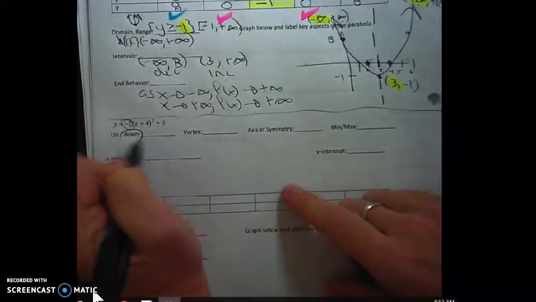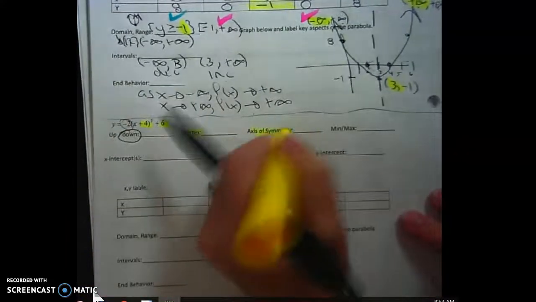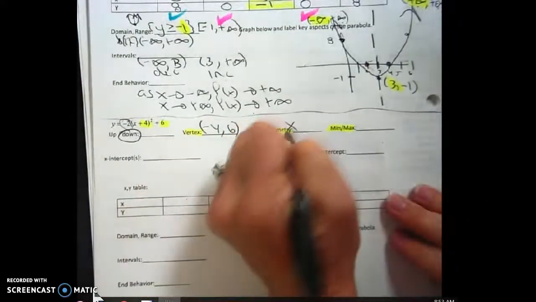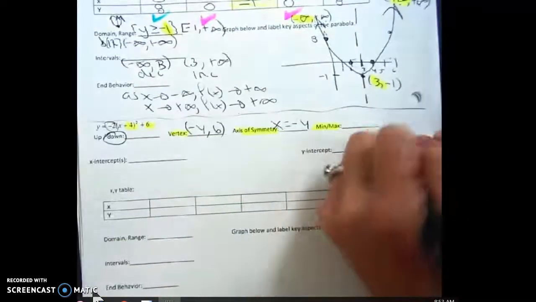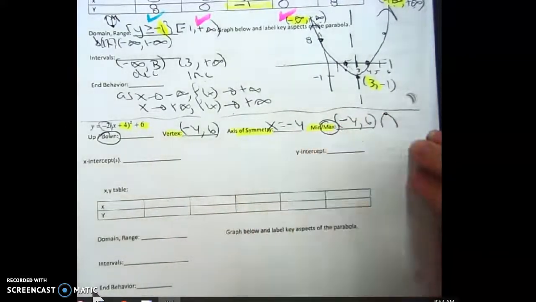Here, because it's negative, it means it's going down. Here's my vertex. My axis of symmetry affects all that stuff. So (-4, 6), x equals -4. It's going down. That means it's a max, and the max point is the vertex.